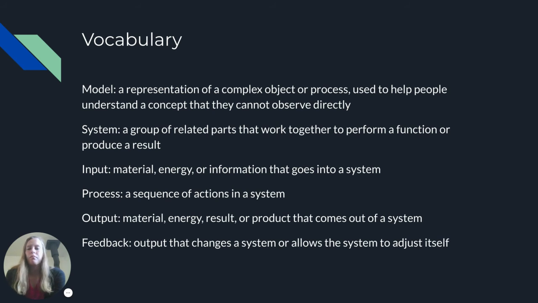So our vocab. Model, a representation of a complex object or process used to help people understand a concept that they cannot observe directly. System, a group of related parts that work together to perform a function or produce a result. Input, material, energy, or information that goes into a system. Process, a sequence of actions in a system. Output, material, energy, result, or product that comes out of a system. And feedback, output that changes a system or allows the system to adjust itself.